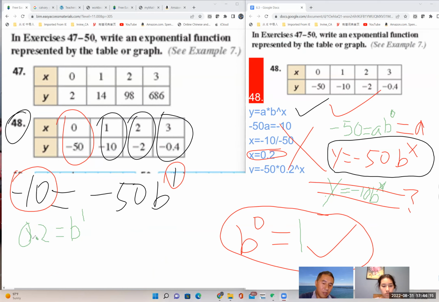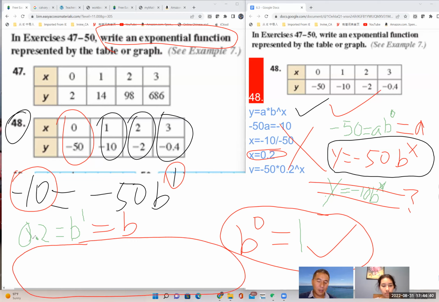Then b equal to what? This just means b, right? So b is 0.2. Okay, finally, could you write this exponential function in this big circle? Is it your final answer?